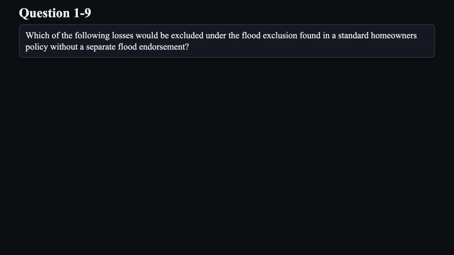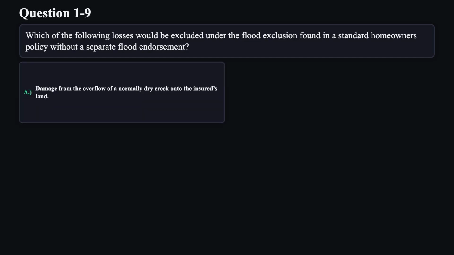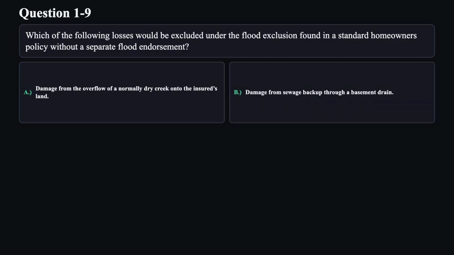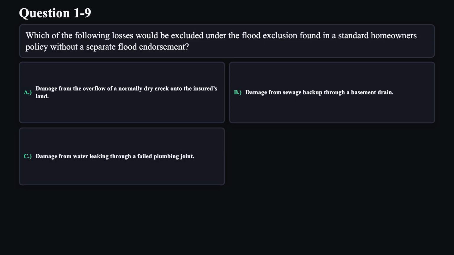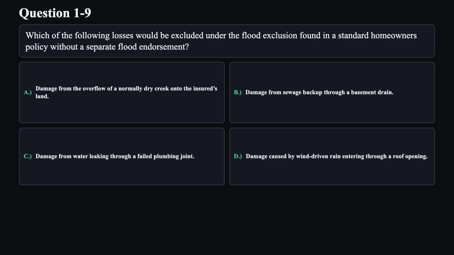Question 9. Which of the following losses would be excluded under the flood exclusion found in a standard homeowner's policy without a separate flood endorsement? A. Damage from the overflow of a normally dry creek onto the insured's land. B. Damage from sewage backup through a basement drain. C. Damage from water leaking through a failed plumbing joint. D. Damage caused by wind-driven rain entering through a roof opening.